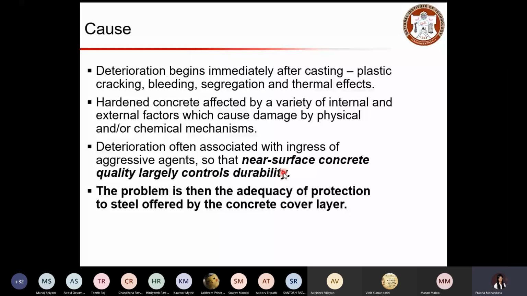And why does this concrete play a major role? Because it is the one that protects your steel. So why do we choose a reinforced concrete member? First of all, because concrete is weak in tension and good in compression. So we want to enhance the combined performance in compression and tension. If you provide steel in your concrete, then the member acts as a composite member, so the steel takes care of the concrete's weakness.